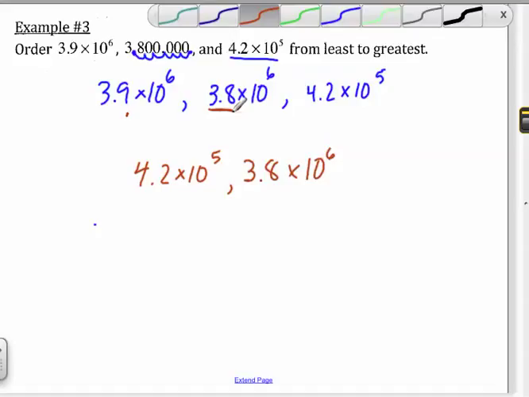And so our last one, Cole, is of course what? Don't make me wait for it. 3.9 times 10 to the 6th. Well done. Does that make sense? Change them all to scientific notation. Look at their exponents of 10. That should do it. But if that doesn't, if they're the same, then we look at the units in front of the 10, the power of 10.